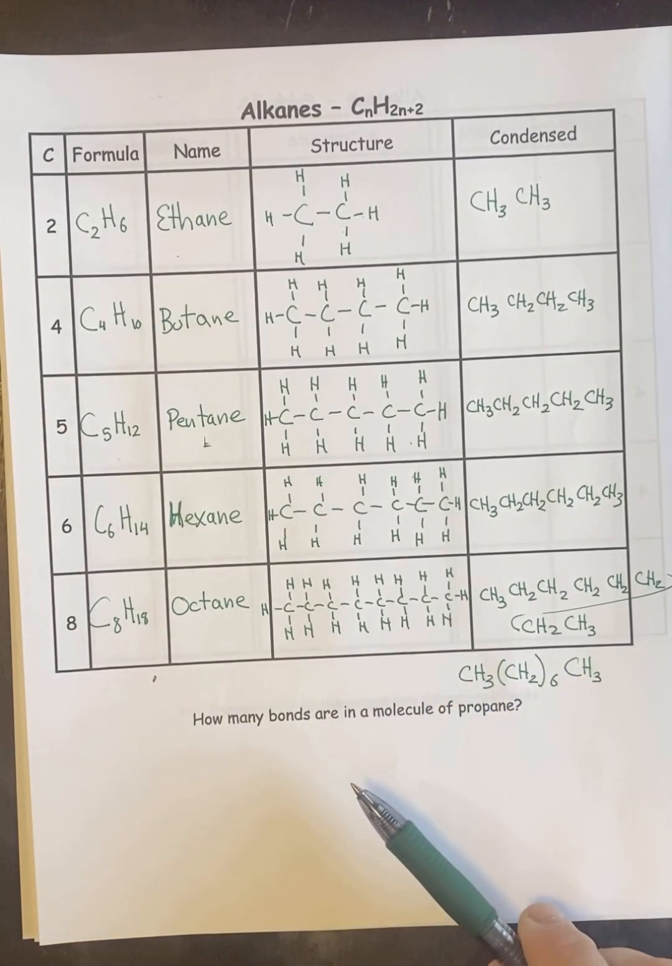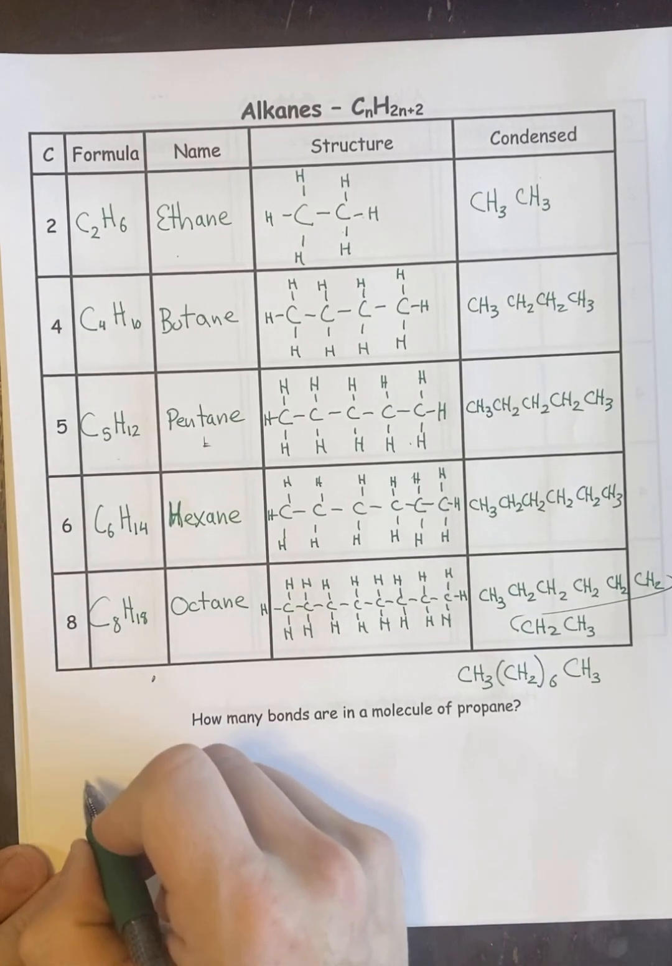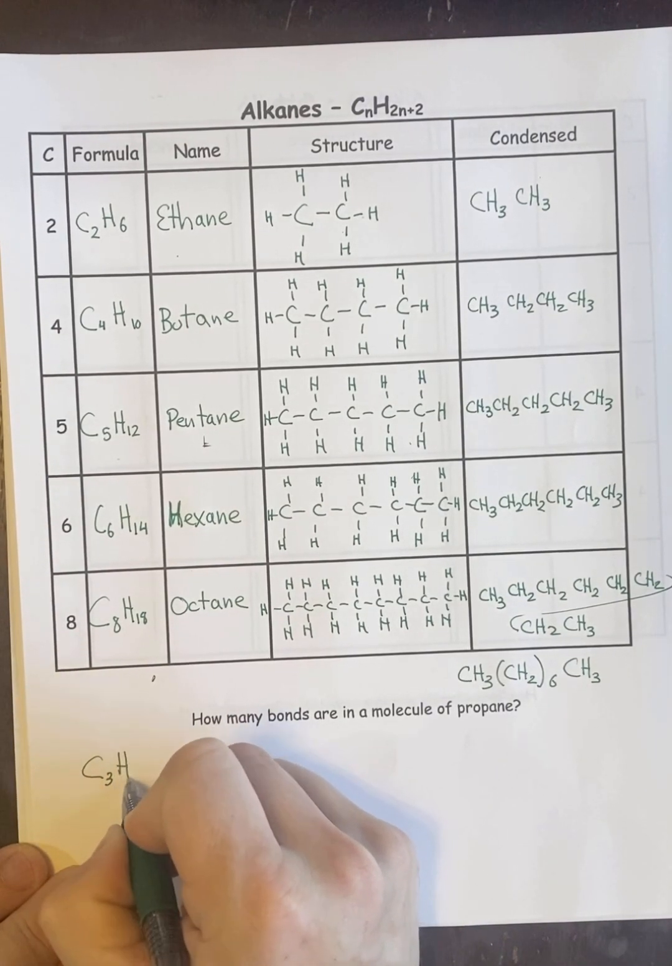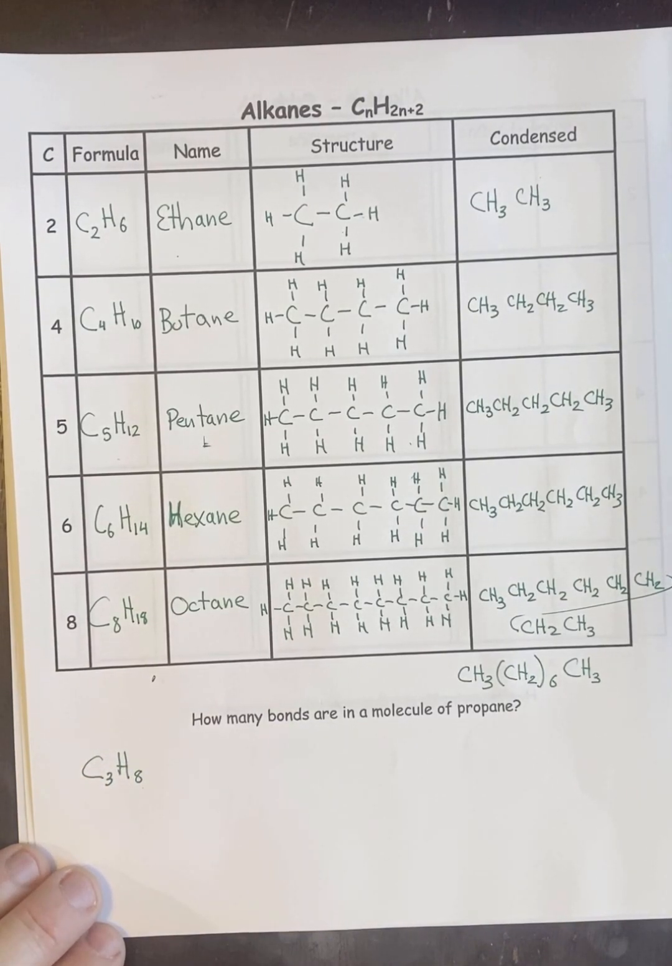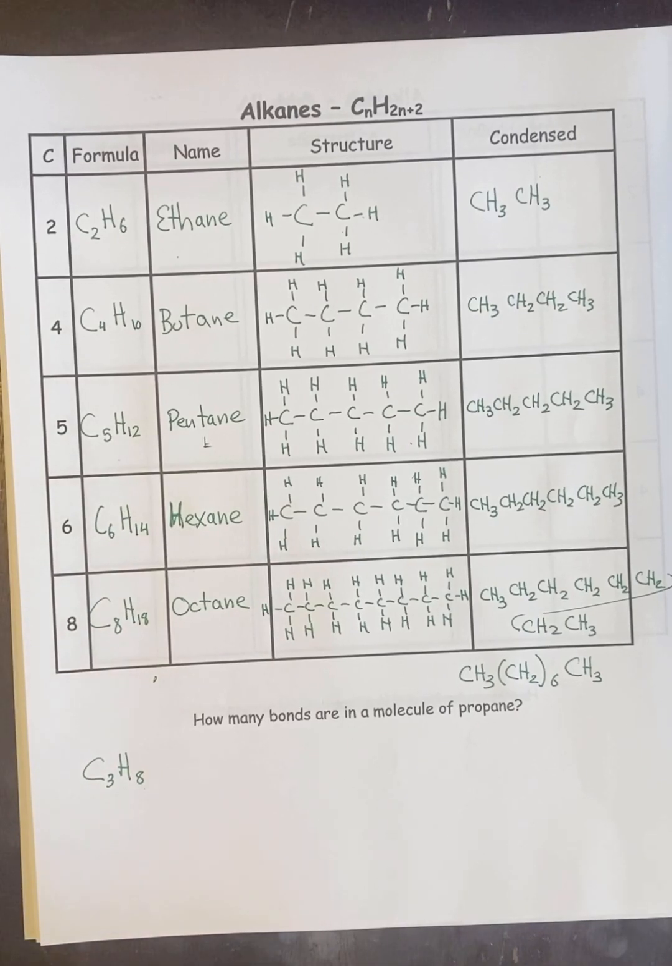So a common question at the end is how many bonds are in a molecule of propane? So propane, if we know, the prefix means 3. The common answer that I see a lot is 3, and you get it wrong. Another common answer is to say, well, propane is C3H8, so if I just add 8 and 3 together, I'll get 11 bonds. And then you also get it wrong.